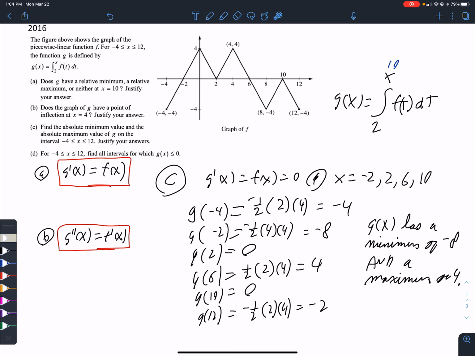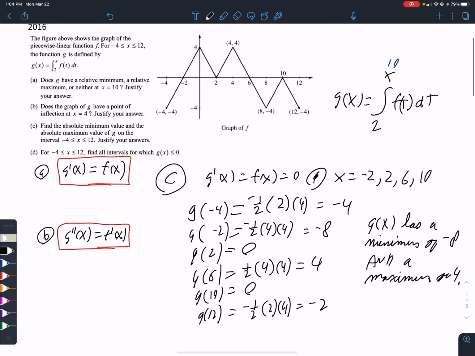Let me take a look at what's going on. If I go to 6, so 2 to 6, the base is 4 and the height's 4. It's 4 by 4. How did I miss that? And so that's going to be 8. So the maximum value is going to be 8. All right, so max and mins occur at critical points or endpoints. So I found my critical points and endpoints. Then I found the value of the function at all points. And it turns out the maximum is 8 and the minimum's -8 by looking at all the values of g.